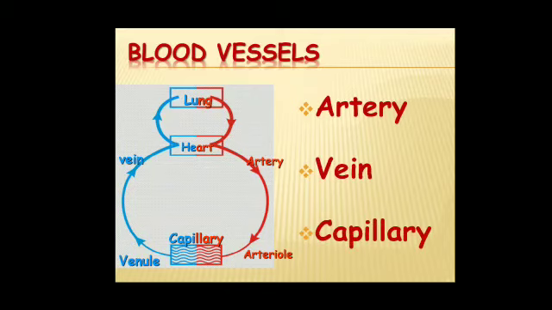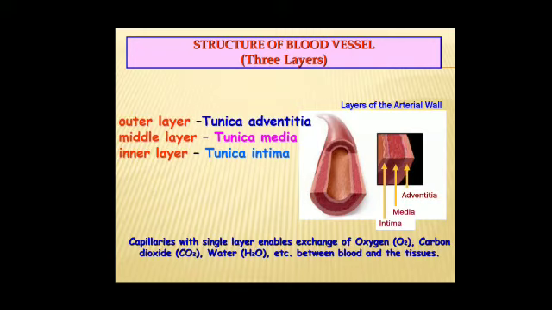When we see the structural part of these blood vessels, they have 3 layers. The outer layer is tunica adventitia, the middle layer is tunica media, and the inner layer is tunica intima. Artery and veins have all these 3 layers, whereas capillaries have a single layer. And due to this single layer, there is an exchange of oxygen, carbon dioxide, water, and nutrients in the capillary itself, and this exchange is between the blood and the tissues. These capillaries also connect artery and vein.